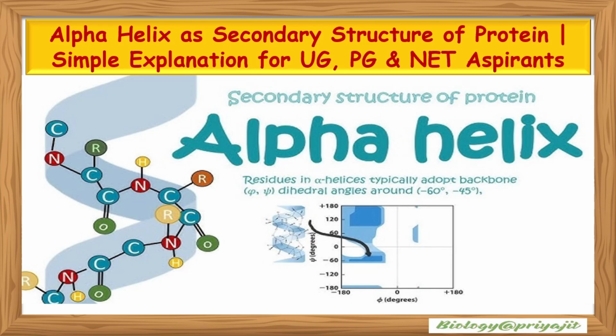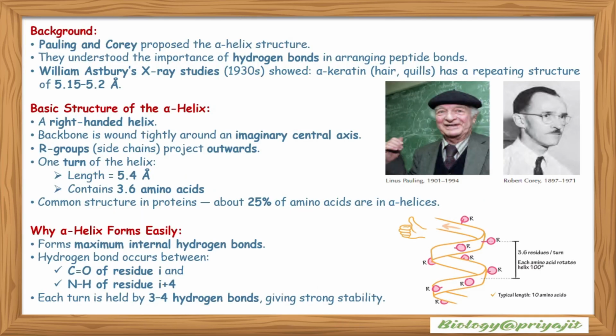Understanding the alpha helix helps students grasp how protein shape determines protein function, a concept essential for undergraduate, postgraduate, and NET examinations. Pauling and Corey first proposed the alpha helix structure. They understood the importance of hydrogen bonds in arranging the peptide bonds. William Astbury's X-ray studies in the 1930s showed that alpha keratin in hair quills has a repeating structure of 5.15 to 5.2 angstrom.